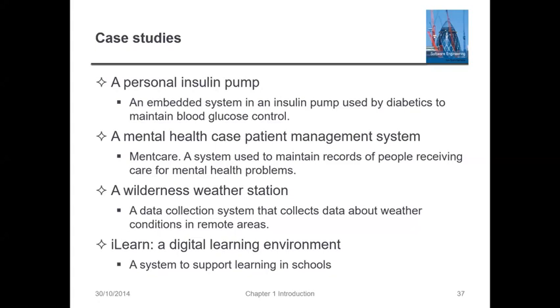There are 6 varieties of case studies present inside your book, but we are going to talk about 4, and again I will give you a task for the other case studies. The first one is a personal insulin pump. The second one is the mental health case patient management system. Then the third one will be the wilderness weather station. Then the last one will be iLearn, a digital learning environment. It can be called your student information management system.